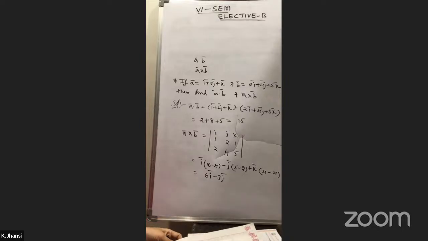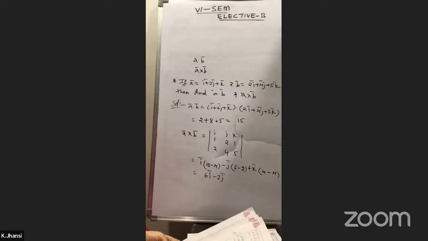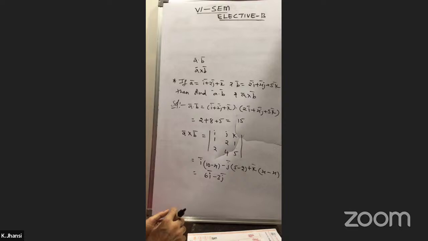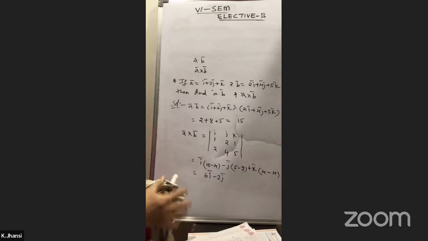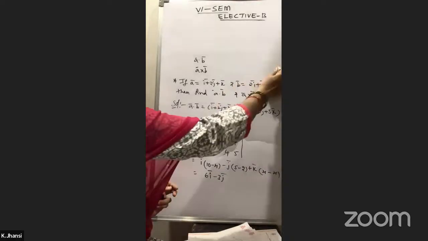Next we have the product of three vectors, or else we call it a scalar triple product. Product of the three vectors, in the sense A cross B cross C, or we call it a scalar triple product. For this one, there is a definition. If you know the definition, with the help of that you can find the value. Scalar product of three vectors, or scalar triple product.